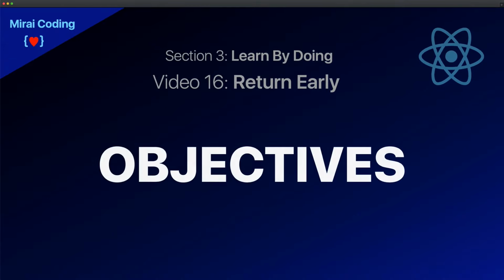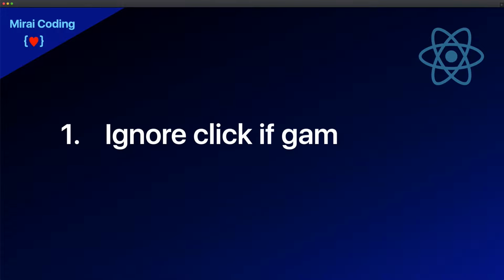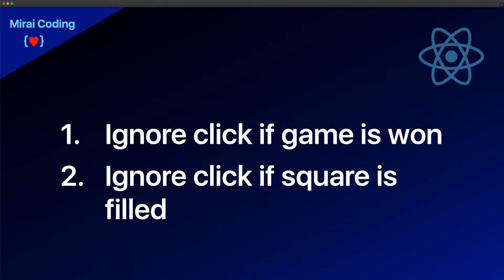Video 16. Return early. We have two main objectives in this video. 1. We will ignore clicks on the board when a player has already won. 2. We will ignore clicks on squares that already have been filled.